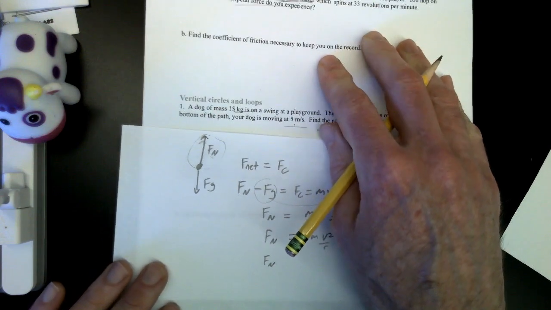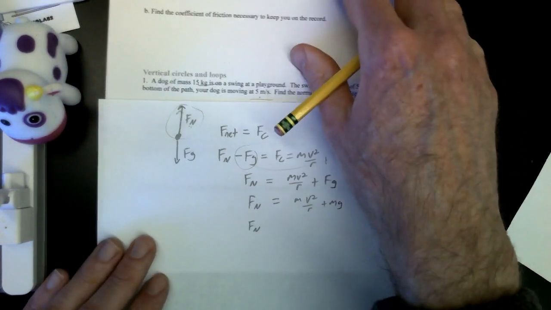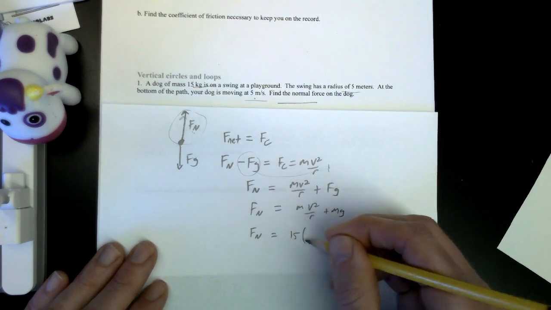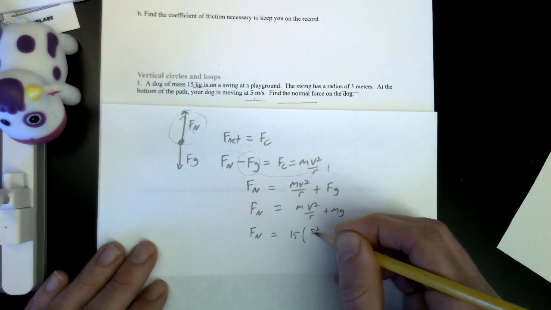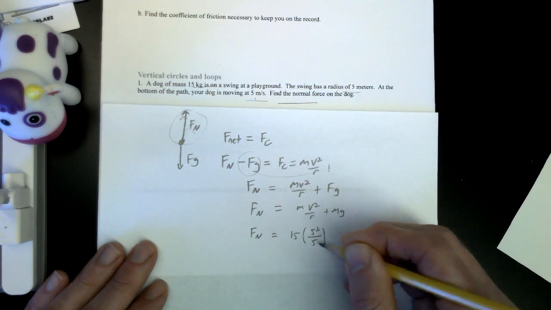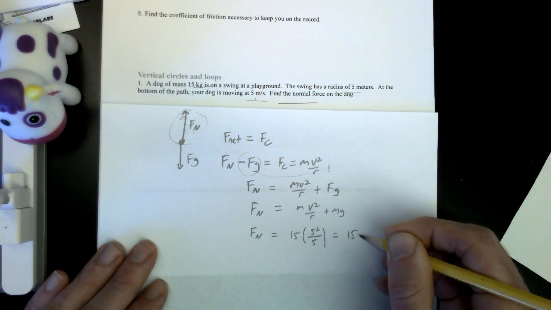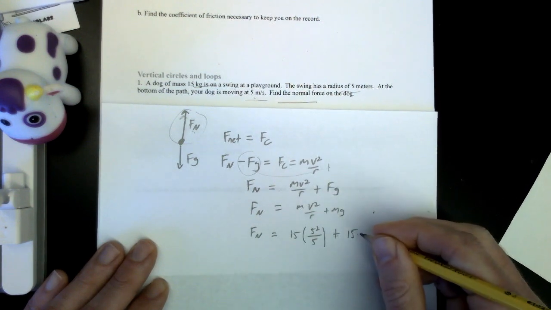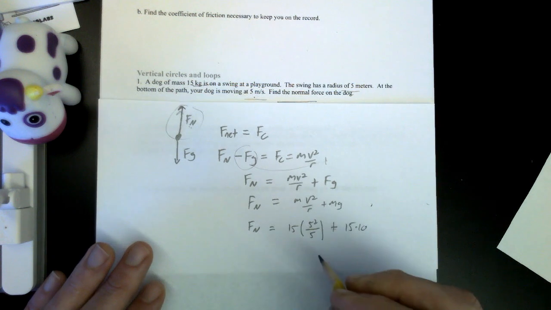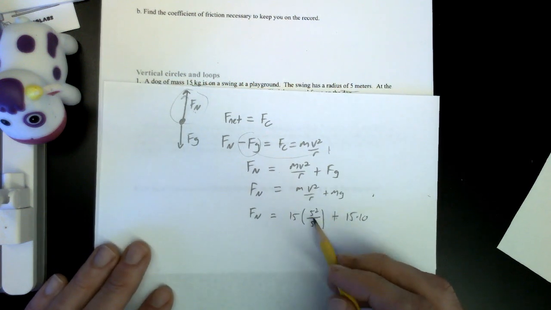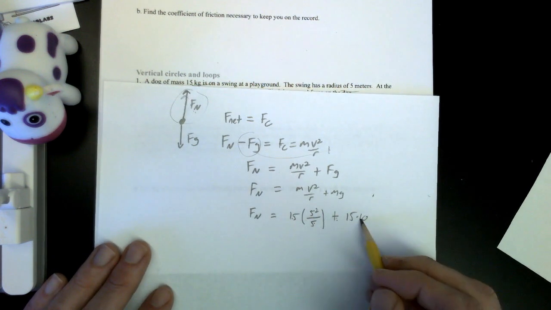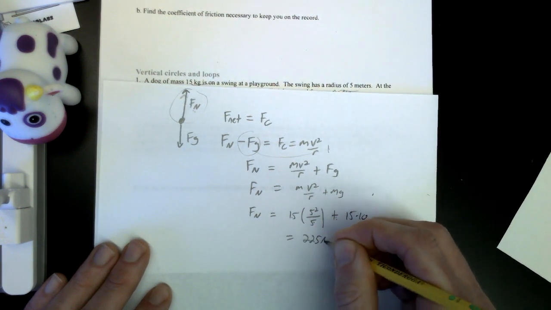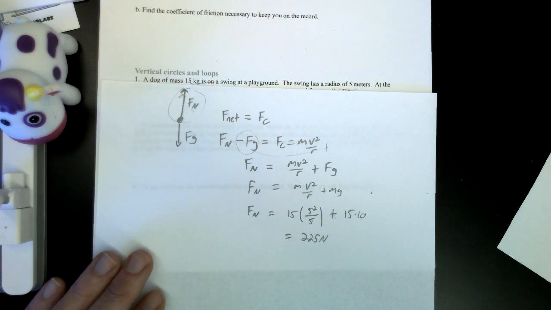Normal force. Let's see here. Equals m 15 times v 5 squared divided by r 5. Well, that's easy because that just turns into 5. And then 15 times, oops, that's not an equals, that's a plus. Plus 15 times 10. So 5 squared divided by 5 is just 5. 5 times 15 is 75. 75 plus 150 is 225. 225 newtons is your answer for that one.